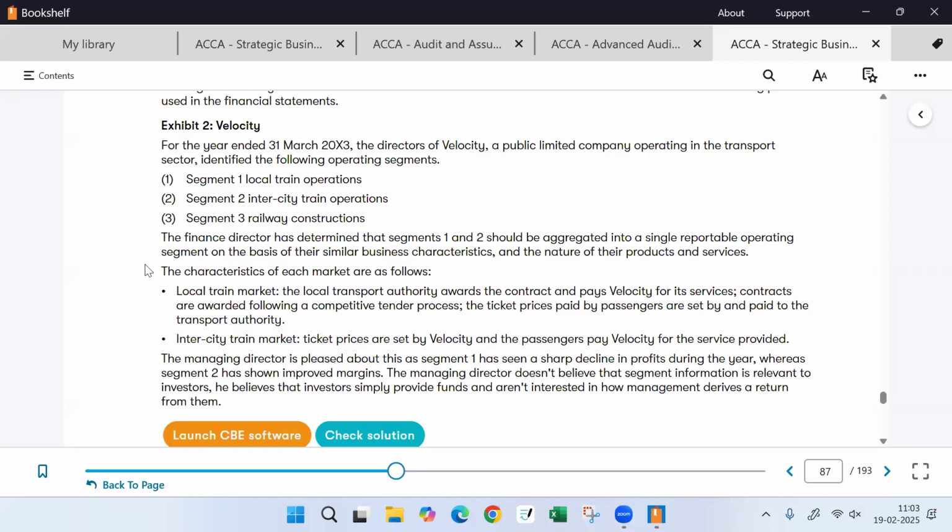So what does that indicate? Revenue cannot be the same, isn't it? Right? Which means the customers, the passengers who are in segment 1 and segment 2, are actually different people. Correct? So it leads to revenue risk. The company will be vulnerable to revenue risk, isn't it? Because in a local market, the decision to award the contract is in the hands of the local authority, correct? And they are the ones who set the prices and pay for the services.